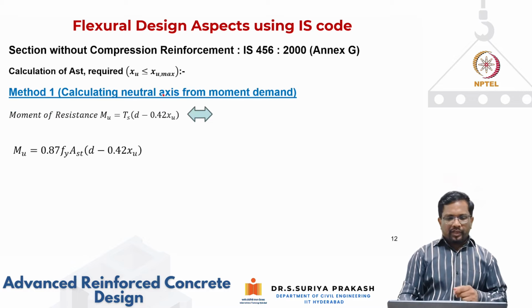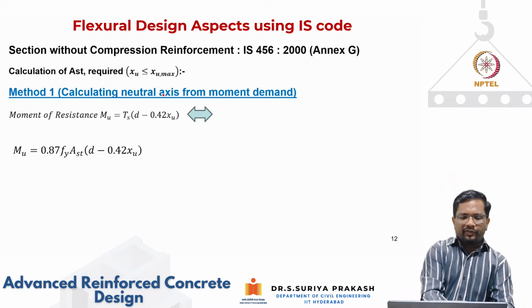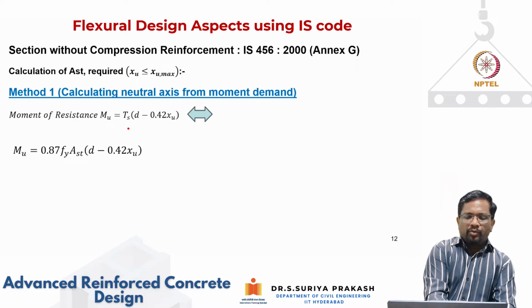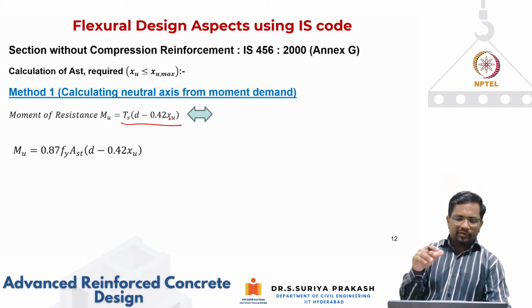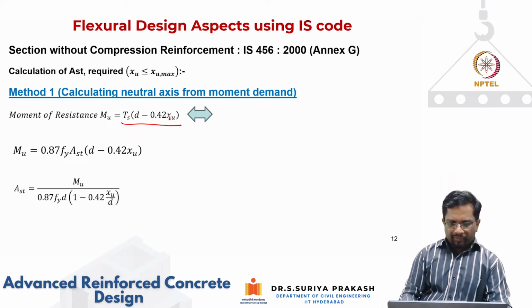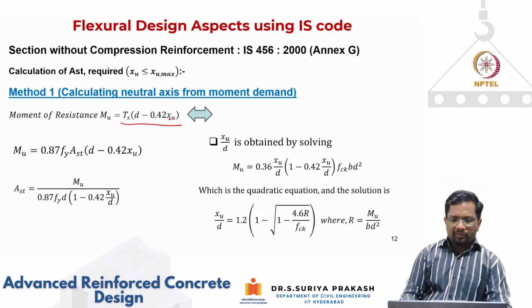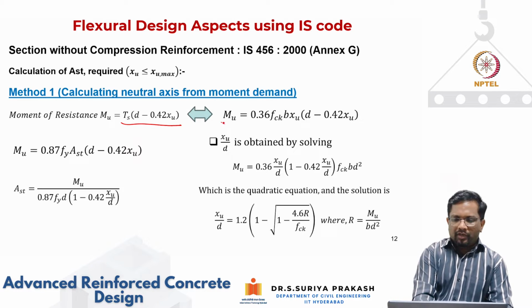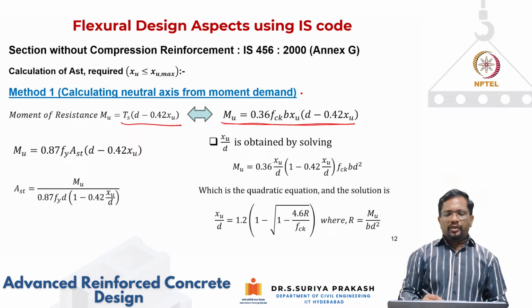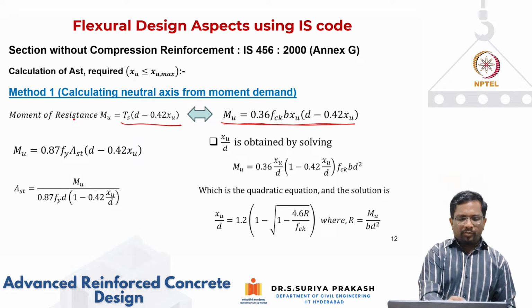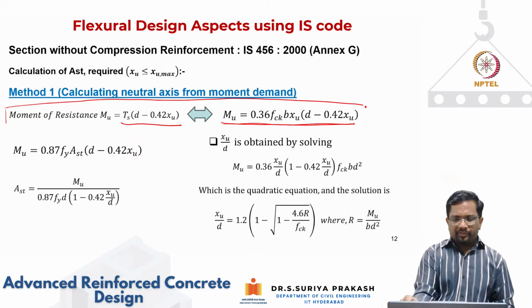So let's see. From moment resistance, we know if I am taking moment about the concrete, it will be Ts multiplied by d minus 0.42 Xu, which is your lever arm. Similarly, moment resistance also can come in terms of concrete. If I take it from concrete, it is going to be 0.36 fck b Xu multiplied by d minus 0.42 Xu. So this is the moment resistance. Both of them have to be the same, right?